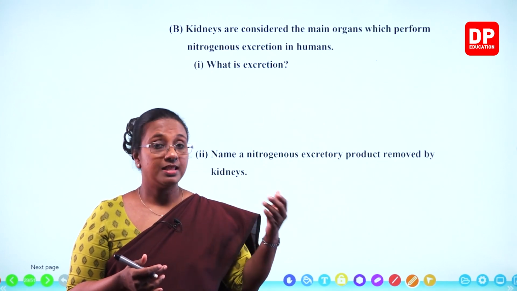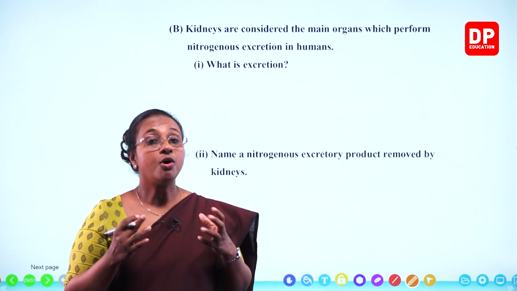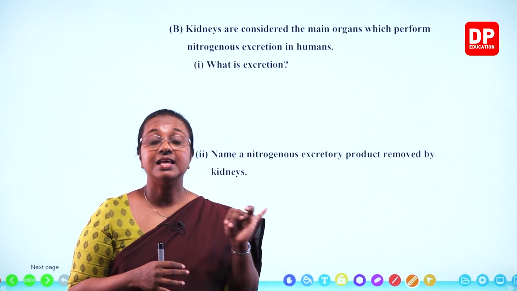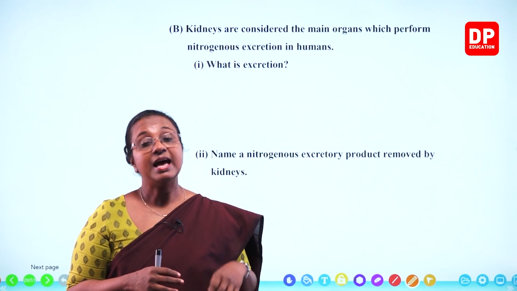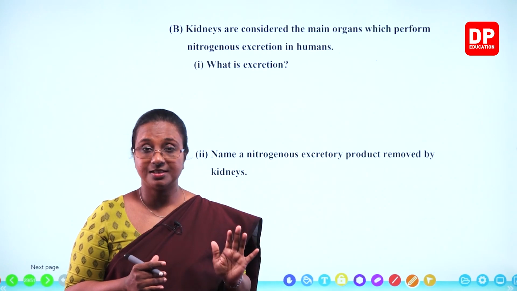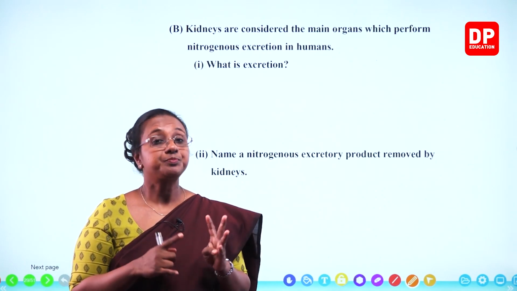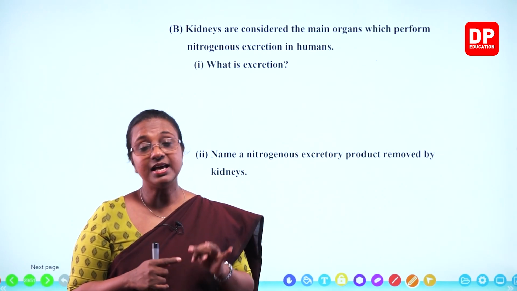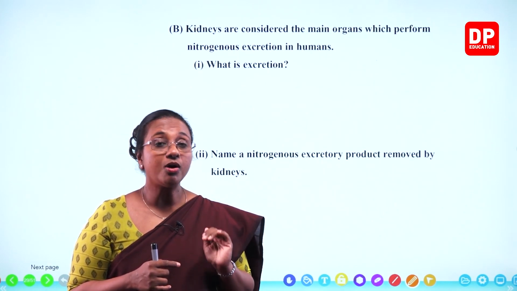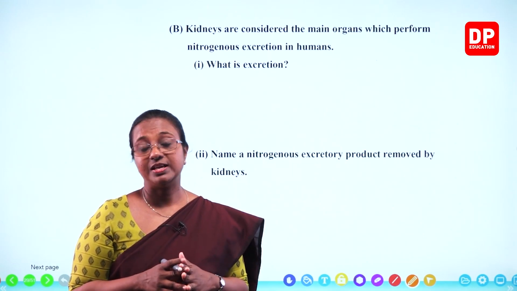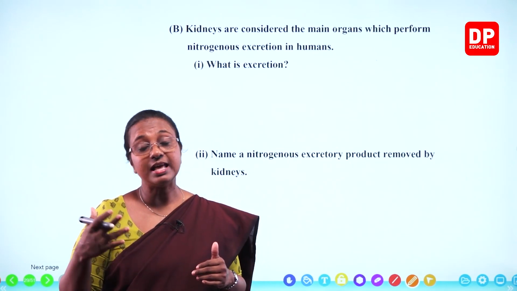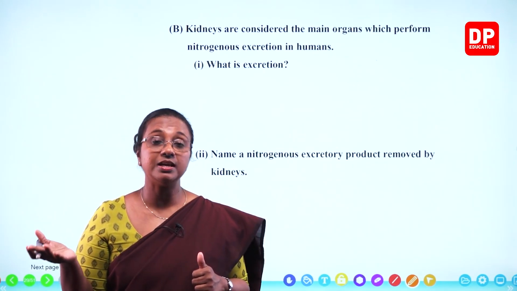Then the salts and the additional water that is produced, all these. So, sweat, urine and the exhaled air are excretory materials. And the process by which these are excreted is what we call excretion. Out of those, urea and uric acid are the main nitrogenous waste materials. And the organ that produces this nitrogenous waste material is the kidney. Kidney produces urine that contains urea and uric acid.